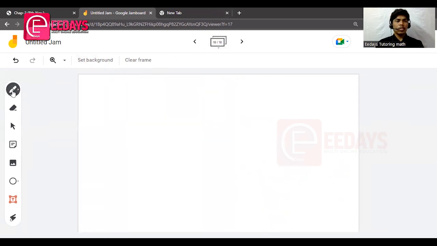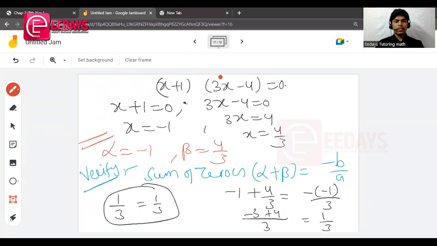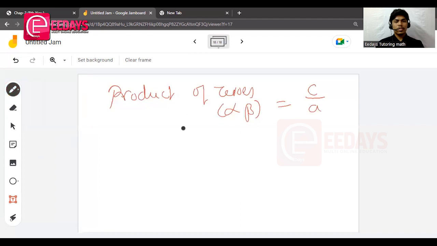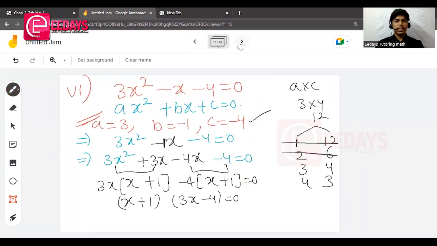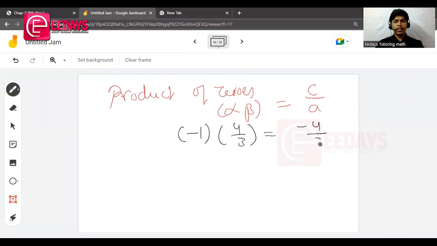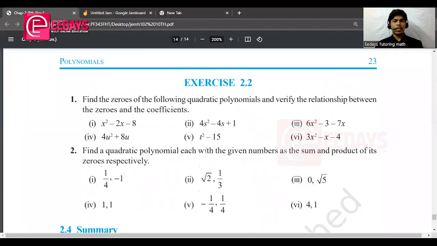Now let's move on to product of zeros, that is alpha into beta is equal to c by a. So what is the product alpha into beta we got? Minus 1 into 4 by 3 is equal to c by a. Here c is minus 4 and a is 3, so minus 4 by 3. After multiplying minus 1 into 4 by 3, we'll get minus 4 by 3 is equal to minus 4 by 3. So both LHS and RHS are equal. We have to equate like this. Okay, I hope you understand.